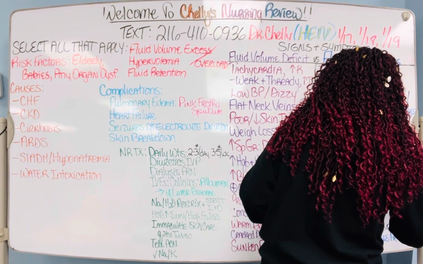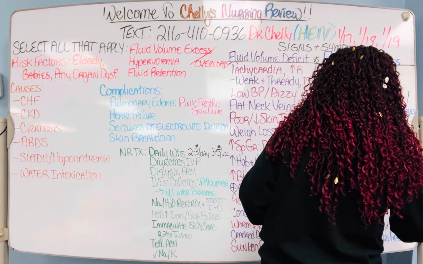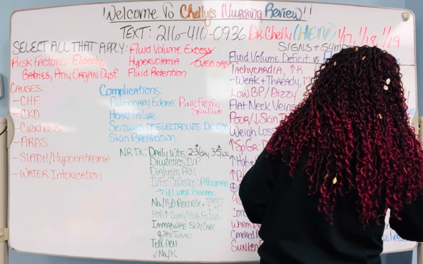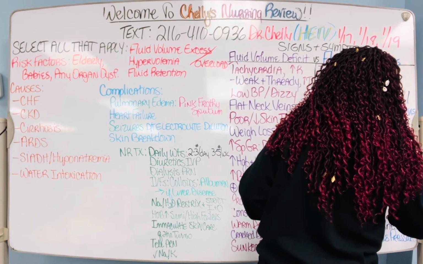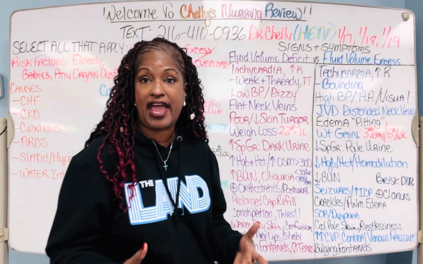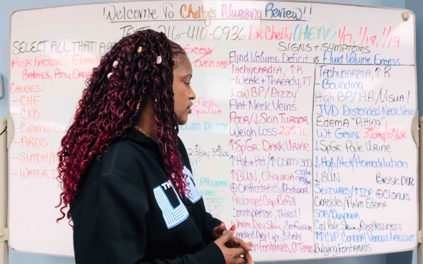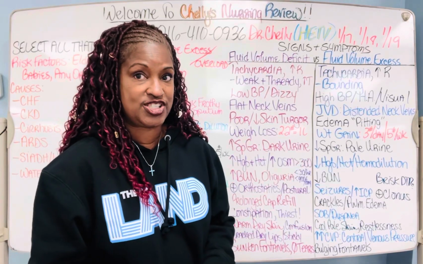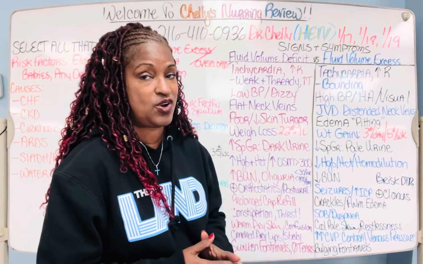Clonus, brisk DTRs are all part of the neurological nightmare that has to do with the fluid volume overload, if there's also electrolyte imbalance that goes with it.